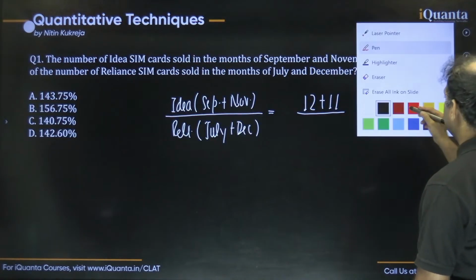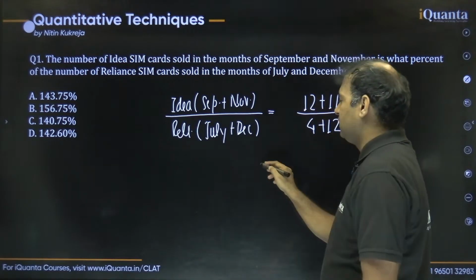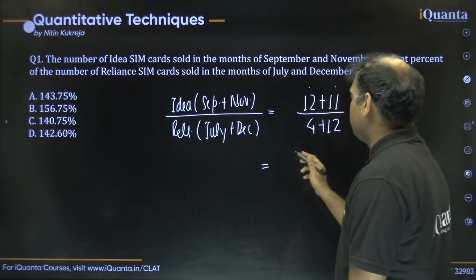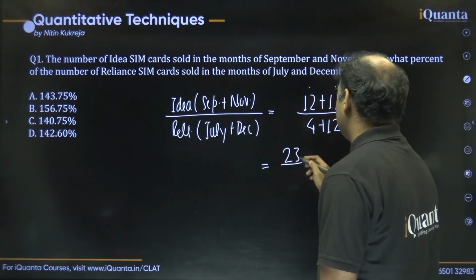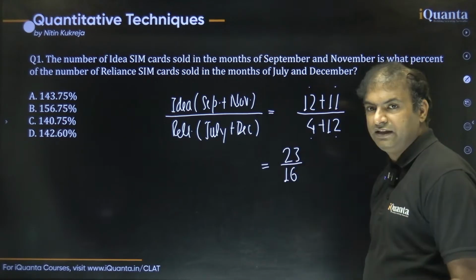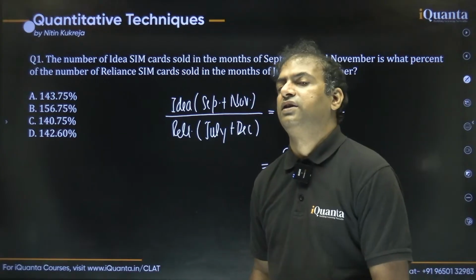Fine. So let's write 4 and 12 here. That's it. Now let's deal with the actual calculation. Idea in September and November is how much in all? 12 plus 11 is 23. Reliance in July and December is what? 4 plus 12 is 16. So we just need to find in the end that 23 is what percentage of 16. That's the last thing you have to do.